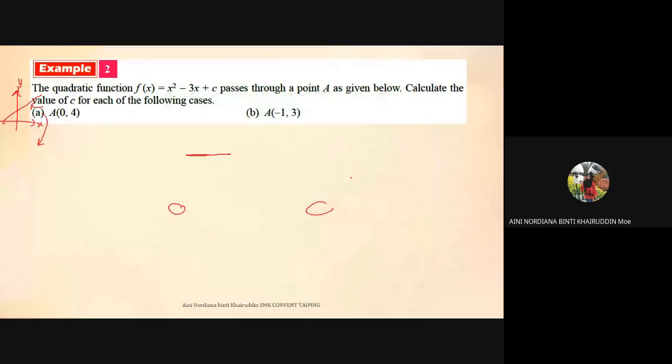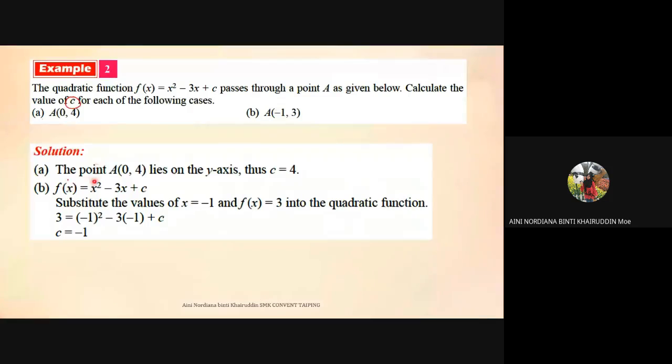Okay, example. The quadratic function x square minus 3x plus c passes through a point A as given below. Calculate the value of c. Maksudnya nak cari y-intercept. What is the y-intercept for A? Okay, A here, the point A lies on the y-axis. Thus, c equals to 4.